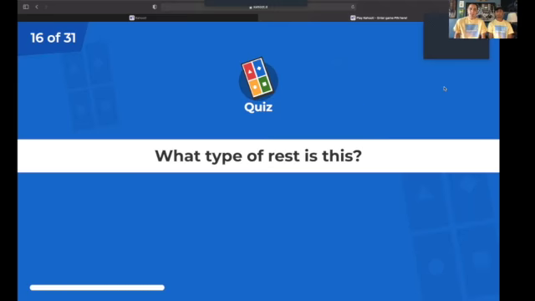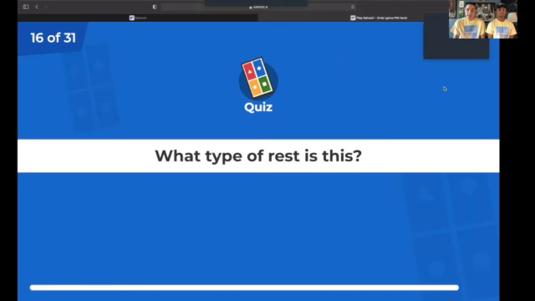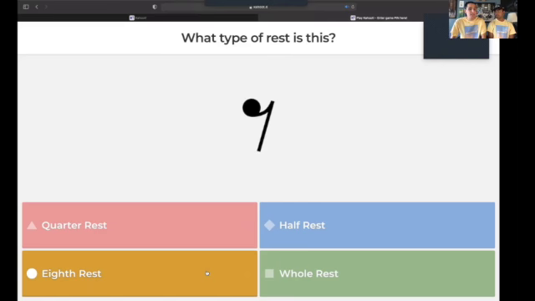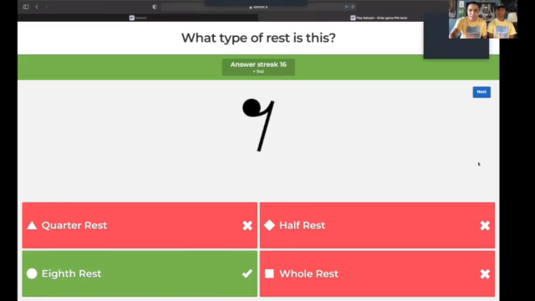Question number 16. What type of rest is this? So notice that all of those notes have rests that kind of go hand in hand with them. So this one, is it a quarter rest, a half rest, an eighth rest, or a whole rest? And this is the weird looking one, and it is the eighth rest. So that's half the value of a quarter rest. It's the same value as an eighth note, but this is the silence part of it.